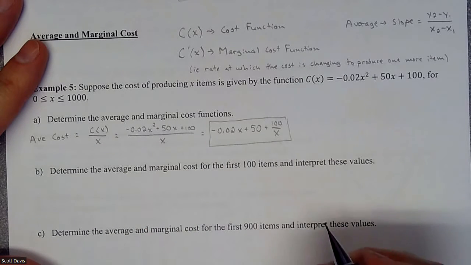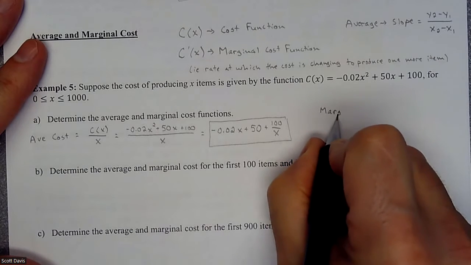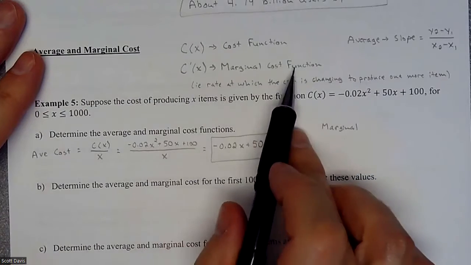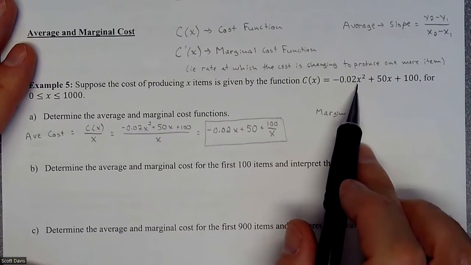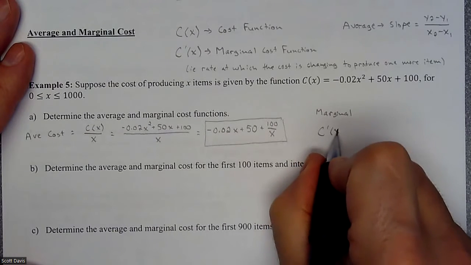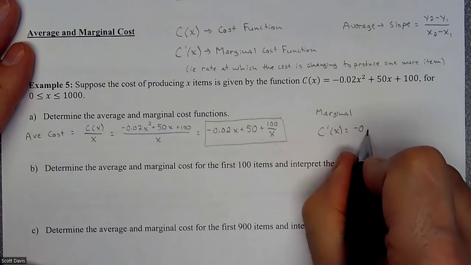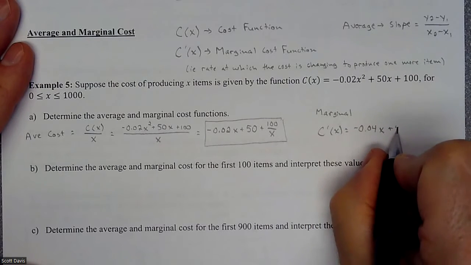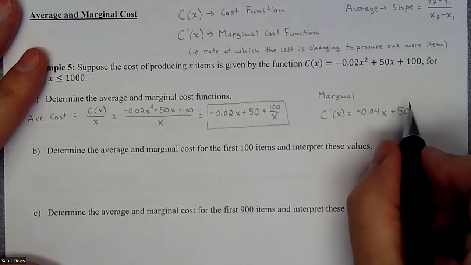Right? And then the other part is, what is our marginal? Marginal goes back to our marginal cost function, which is going to be the derivative. So if we do the derivative of that, that's going to give us c prime of x is going to equal, that's going to multiply in front, so negative 0.04x plus 50. The derivative of a constant is 0. So there's our marginal.